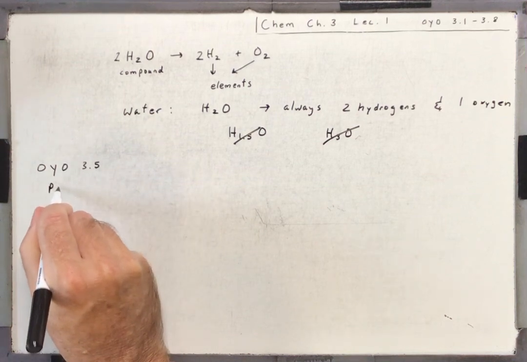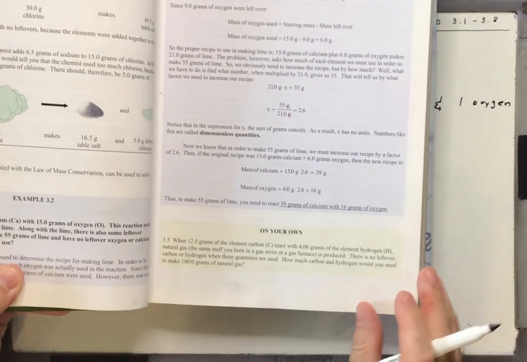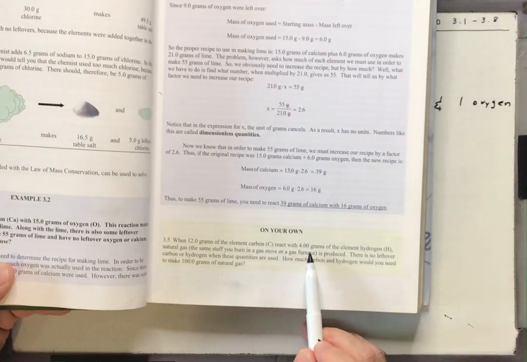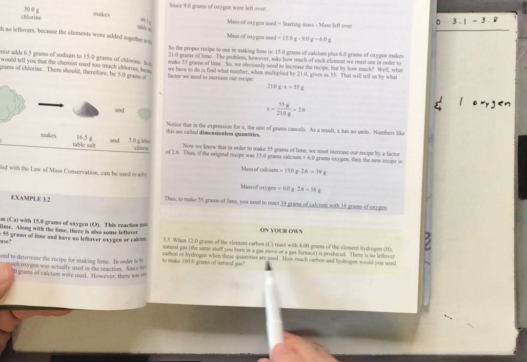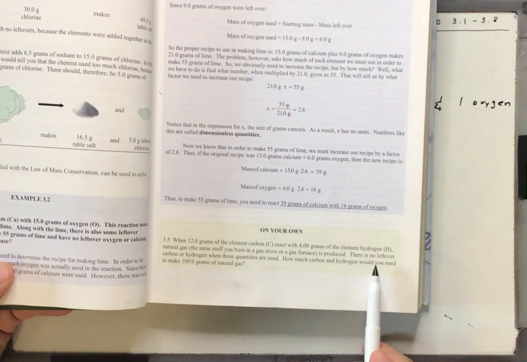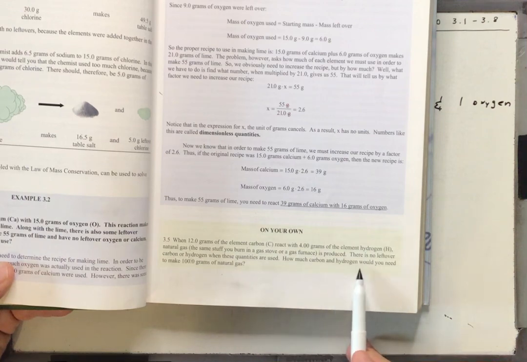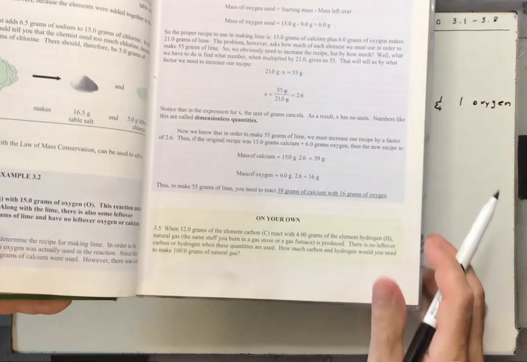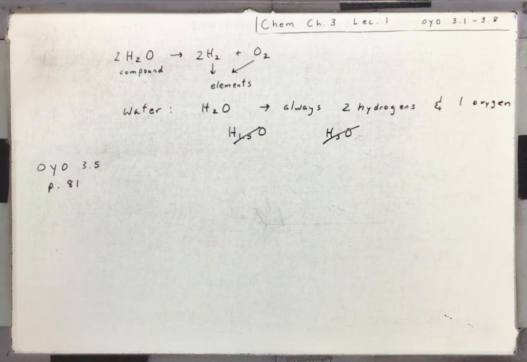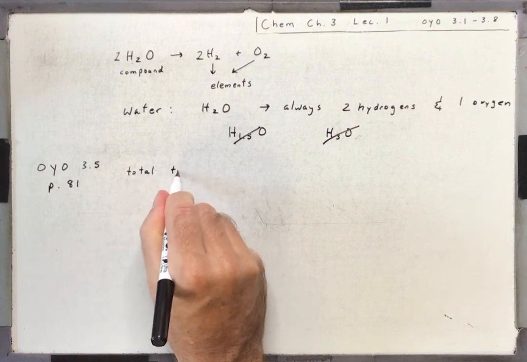3.5 on page 81. It says, when 12 grams of the element carbon react with 4 grams of the element hydrogen, natural gas, the stuff you burn in a gas stove or gas furnace, is produced. There's no leftover carbon or hydrogen when these quantities are used. How much carbon and hydrogen would you need to make 100 grams of natural gas? Okay, so first of all, we want to figure out what is the total trial run mass.